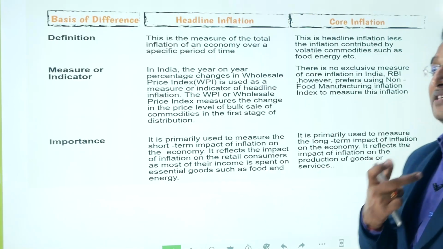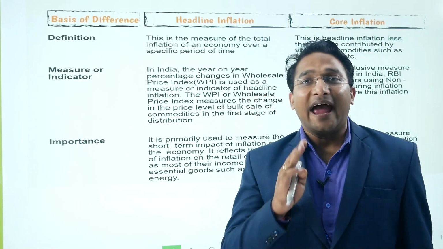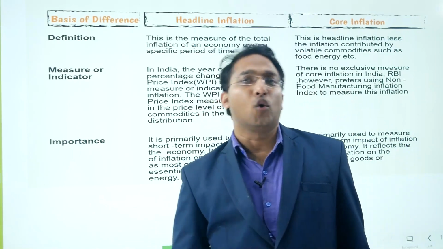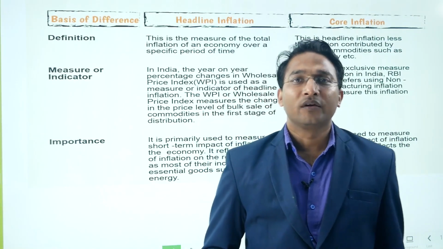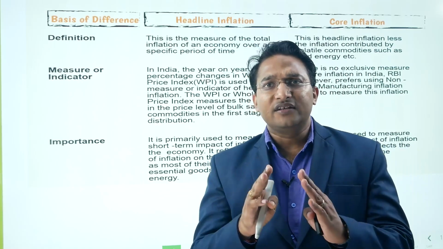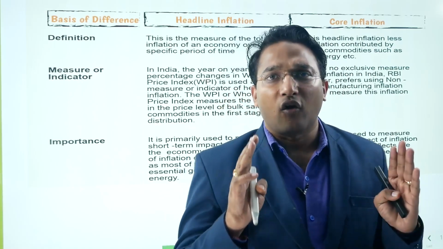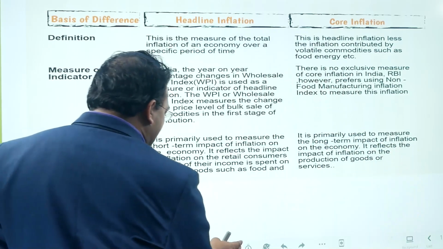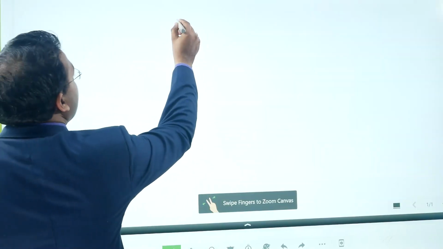Now there is one more concept, that is headline inflation versus core inflation, right? If we see the total number of commodities, there are primarily two types of commodities.